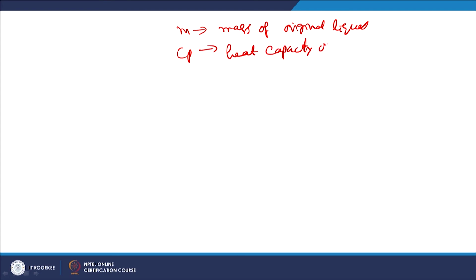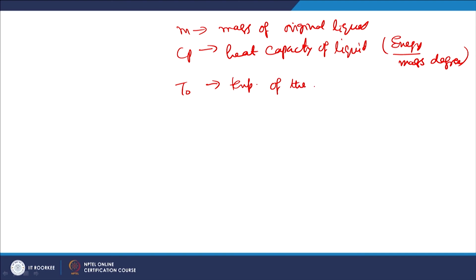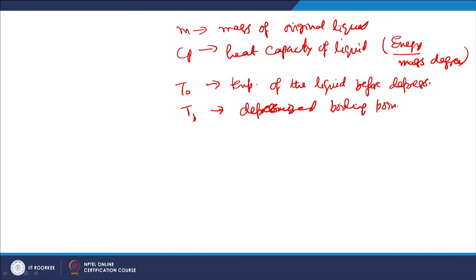Now, if m is the mass of the original liquid, and Cp is the heat capacity of the liquid, the energy balance involves mass times Cp times degrees of superheat, where T naught is the temperature of the liquid before depressurization, and Tb is the depressurized boiling point of the liquid.